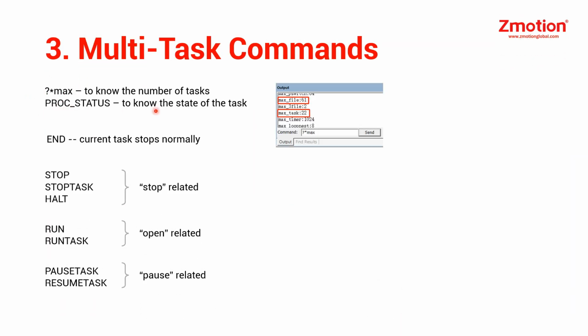From now, we have known two commands related to task. One is task state reading, and one is number checking. Let's see more commands. It can be seen there are 8 commands here. END means the current task stops. These 3 are related to task stopping. Then these 2 are related to task opening. The last 2 are related to task pausing.